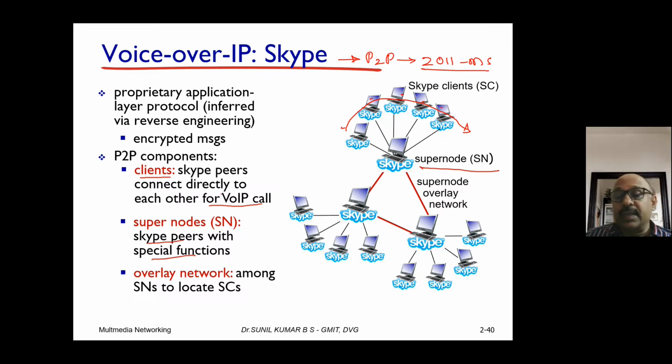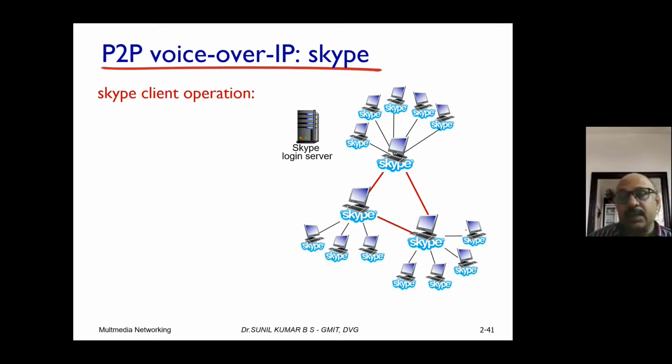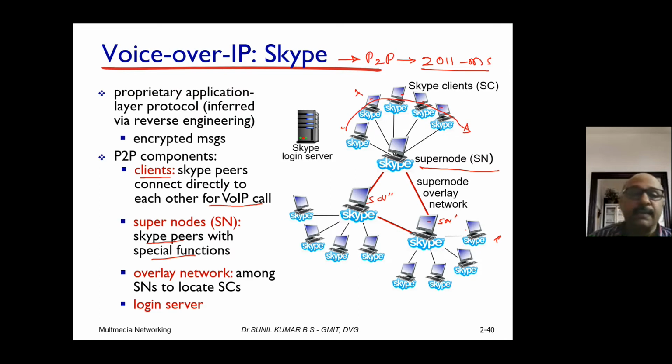Now you see that an overlay network is established by connecting one super node with another super node. Okay, like this, a number of super nodes are interconnected. I think through this we can make the communication from one client to another client. And always the login is handled by the server, and there will be a Skype server which will take care of the authentication, because it is a business application wherein the service is possible only when you pay for it.